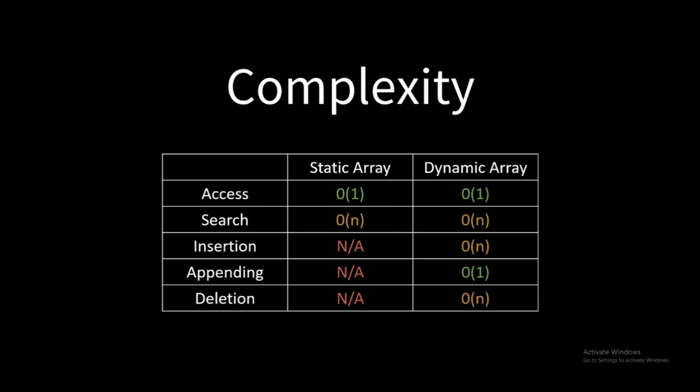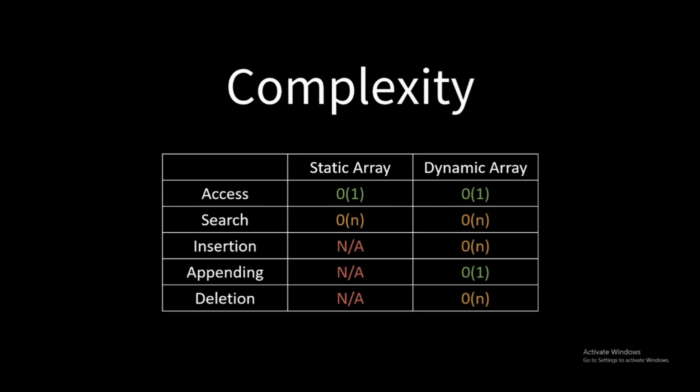So complexity. Now we will be talking about complexity of both static and dynamic arrays. Remember that the size of the static array cannot be changed, so we'll see why that's important. If you want to access the elements of a static or dynamic array, the complexity will be constant. But if you want to look for an element inside the array, then the complexity will increase to linear.